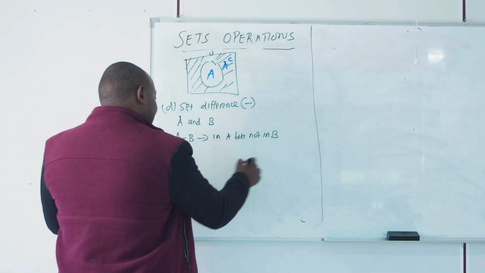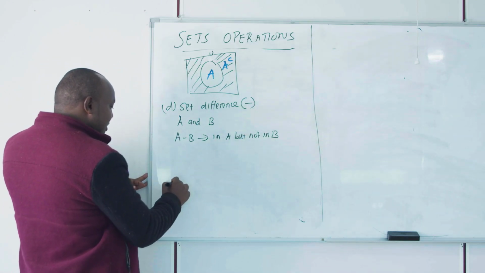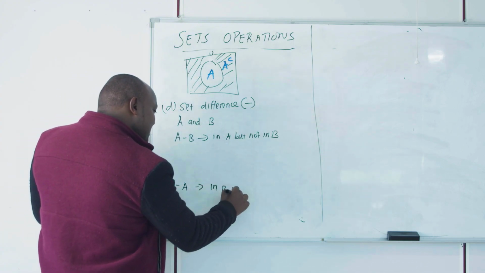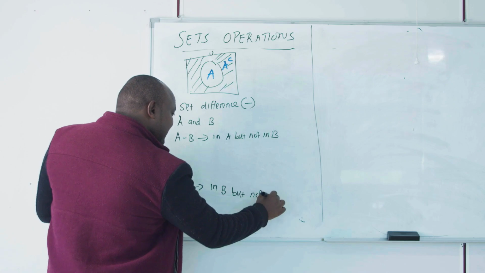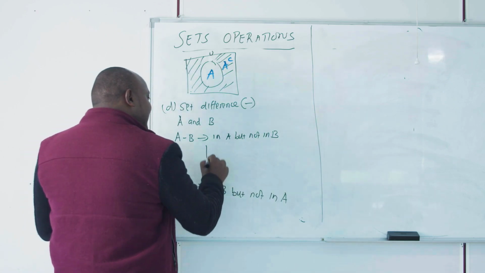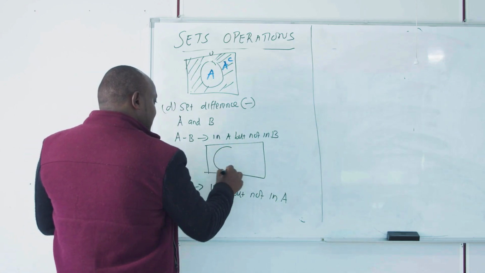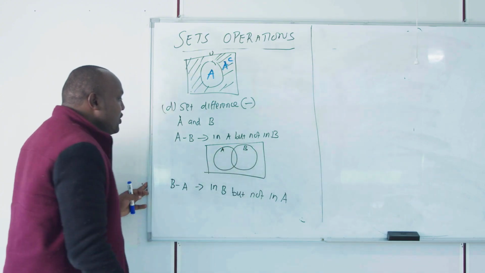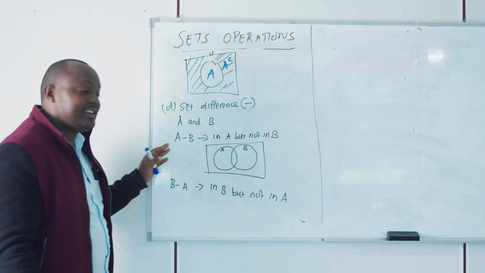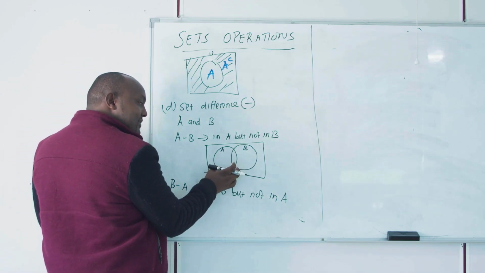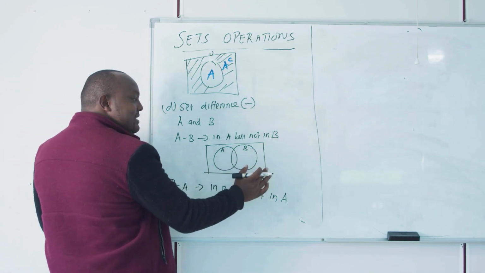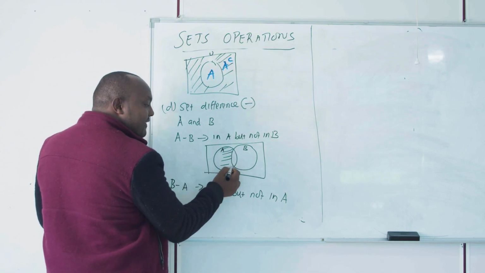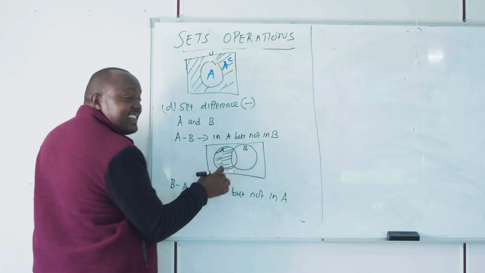So maybe I can leave a space to explain in a Venn diagram. When I have B minus A, there are elements in B but not in A. So if you have a Venn diagram, assume you have two ordinary sets, set A and set B. When we are talking of A minus B, we have set A, but you minus those ones that are in B. A difference B, so it is this part. So you don't include those elements that are already in B.